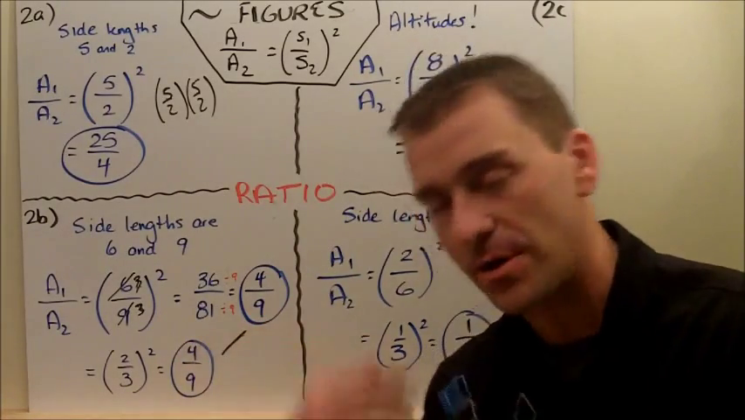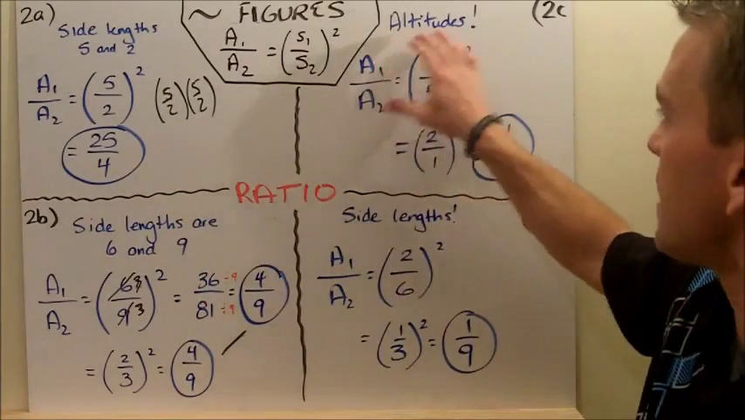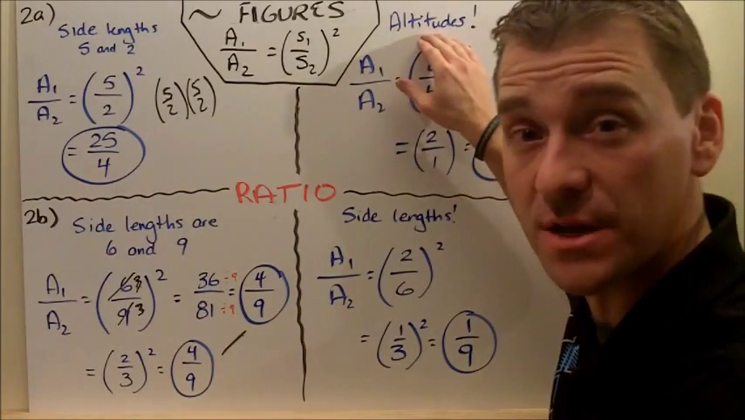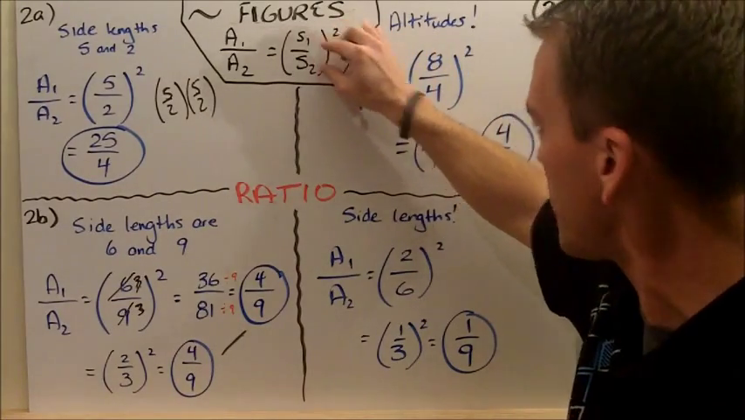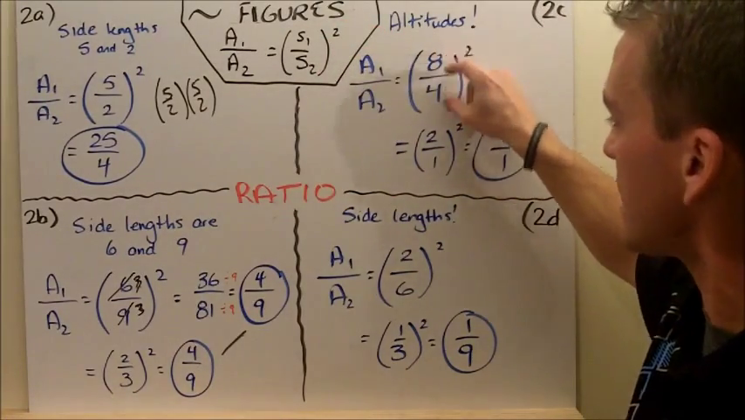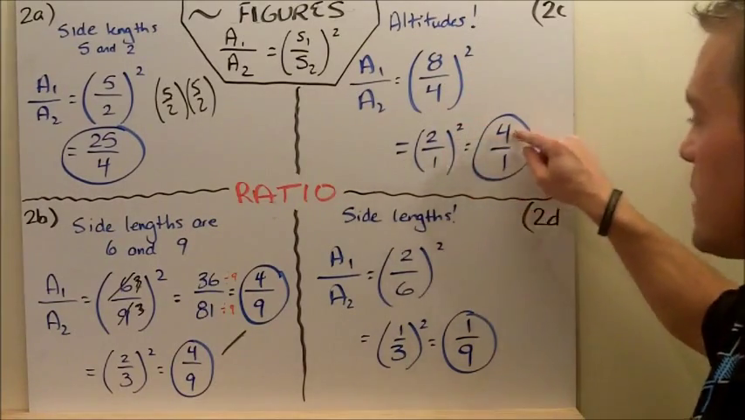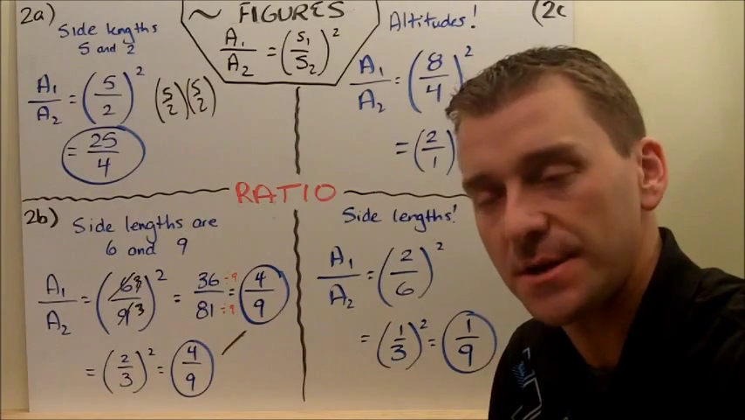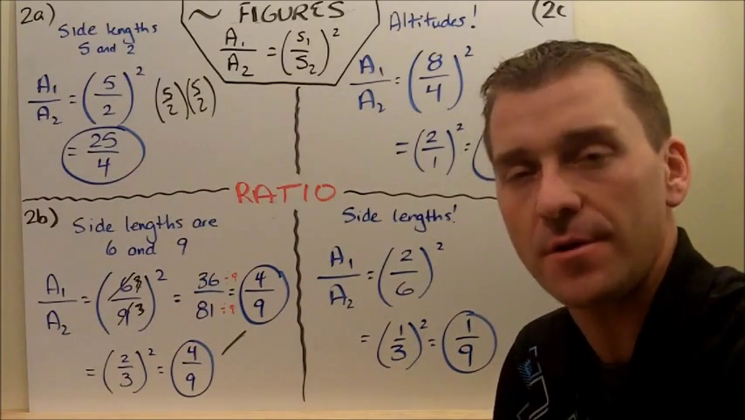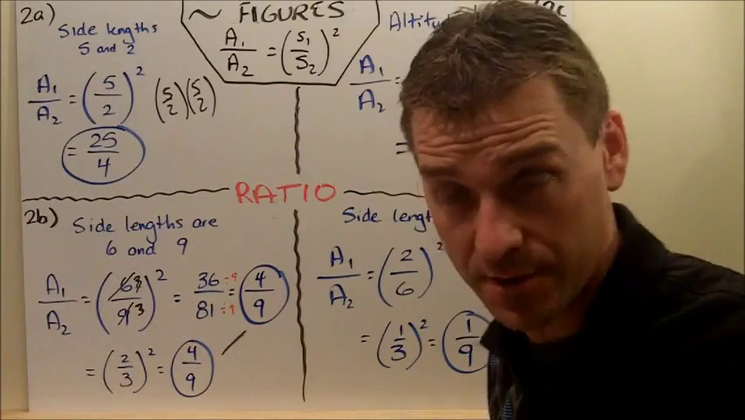Okay? And you notice, over here now, in 2C, the altitudes in the triangles are given to you. Nice! So their corresponding segments. Great, put them in here. 8/4. I reduce that 8/4 to 2/1. Square that, you get 4/1. That is the ratio of their areas. Again, it doesn't mean the area is 1 and the area is 4. It's just the ratio of their areas.